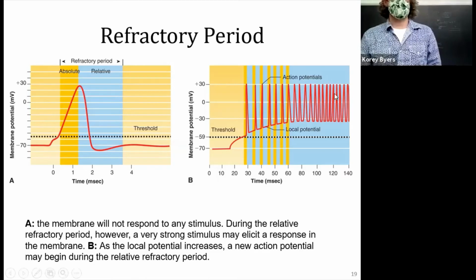And so we want the cell to get back to this white line, this resting potential, where there's no stimulus at all. But there's this brief period in between absolute and resting where we could if we received enough stimulus.